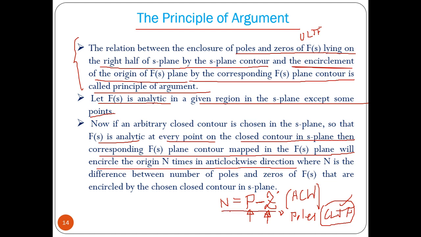So this is the logic. Now here if we take P, anticlockwise is more than Z, then we can consider that one as anticlockwise. So N is in the anticlockwise direction, where N is the difference between the number of poles and zeros of the open loop transfer function F(s) that are encircled by the closed contour in the S plane. So this is the formula that we get from the principle of argument of the Nyquist stability criterion, N equal to P minus Z.